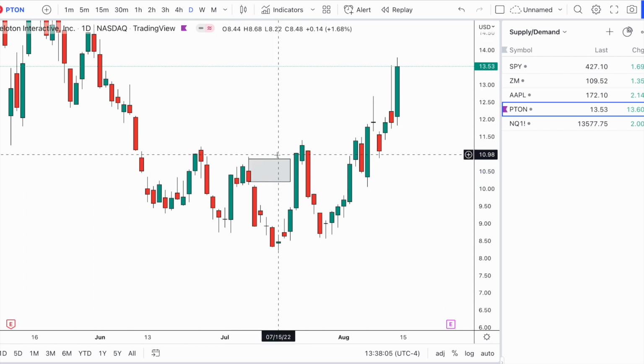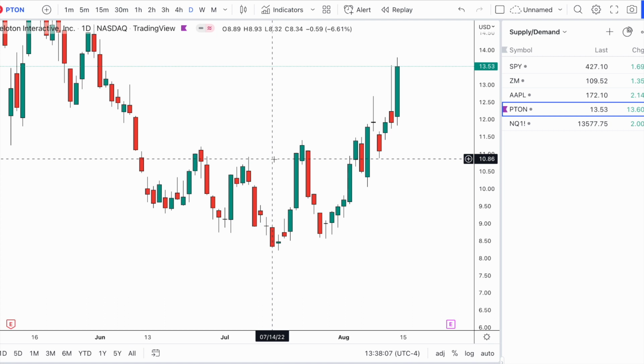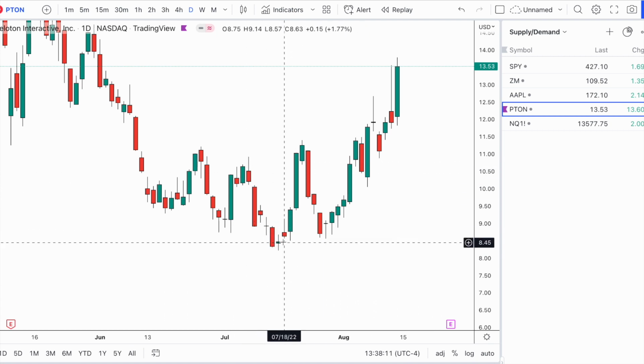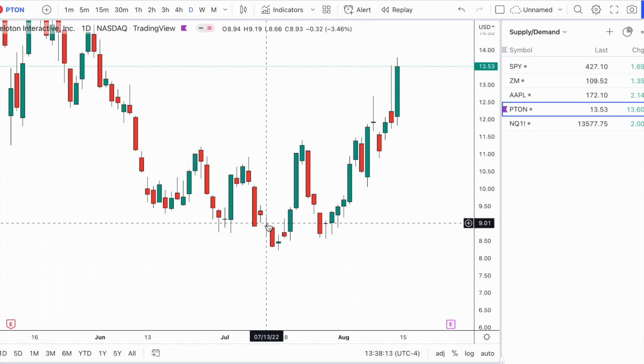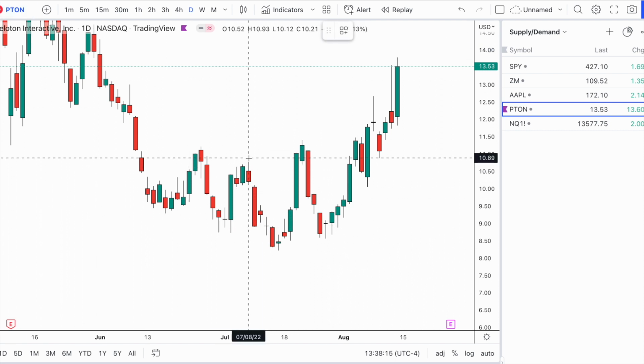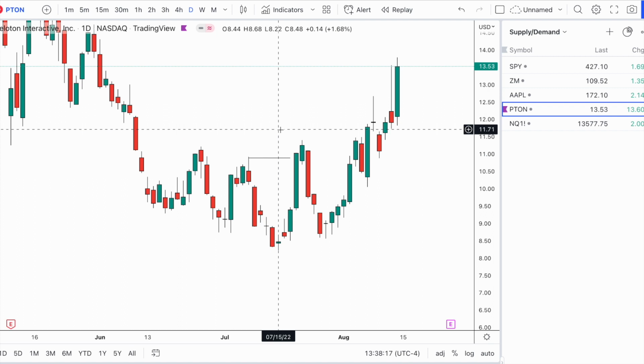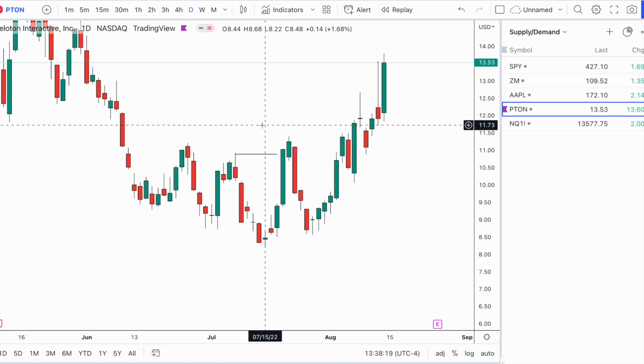right? So now we have a shift in market structure. We have a shift in trend, right? Now demand and buyers are in control. This drop base rally demand zone was able to take out this high, able to take out this supply zone. So now we can start to look for buying and demand.